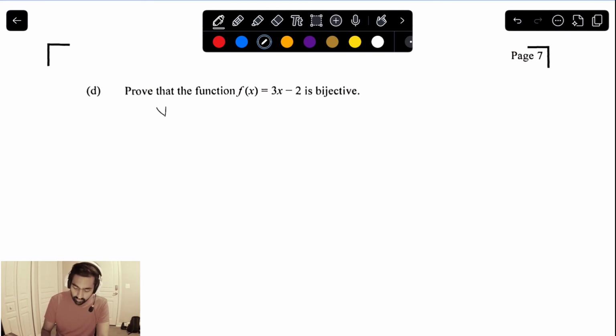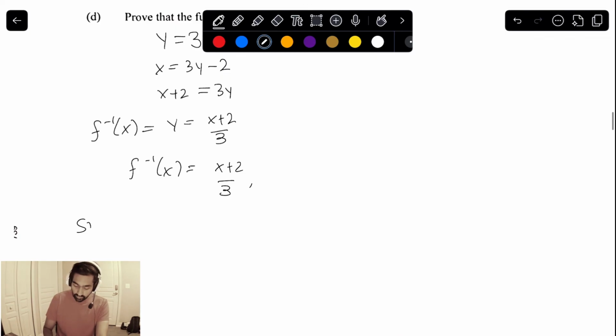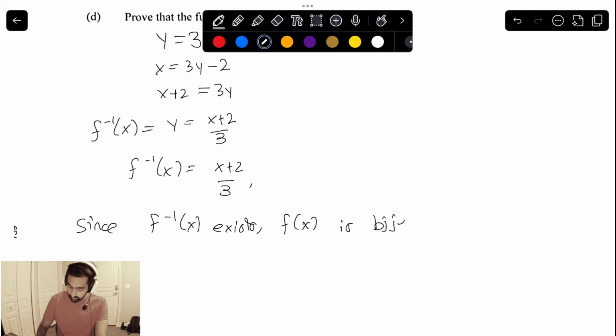The way to find an inverse is I'm going to first start with the function y is equal to 3x minus 2. Then I switch x and y. x is equal to 3y minus 2. And now I have to solve for y. x plus 2 is equal to 3y. y is equal to (x plus 2) over 3. And when I do this, this is equal to f inverse of x. So f inverse of x is equal to (x plus 2) over 3. And since f inverse of x exists, f of x is bijective. And that's all we had to do for this question.